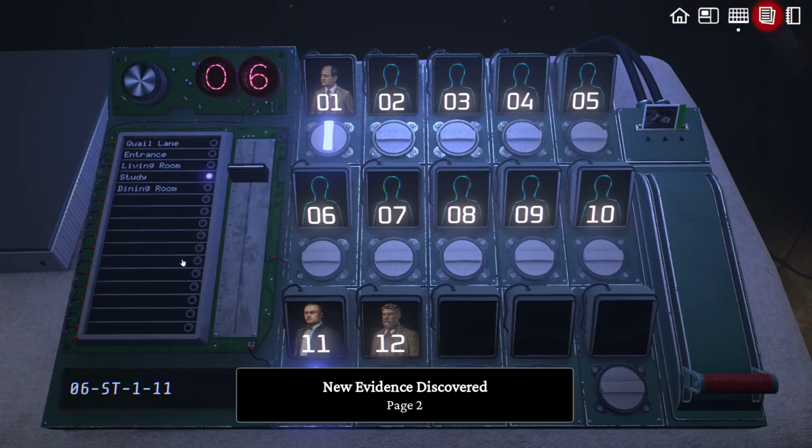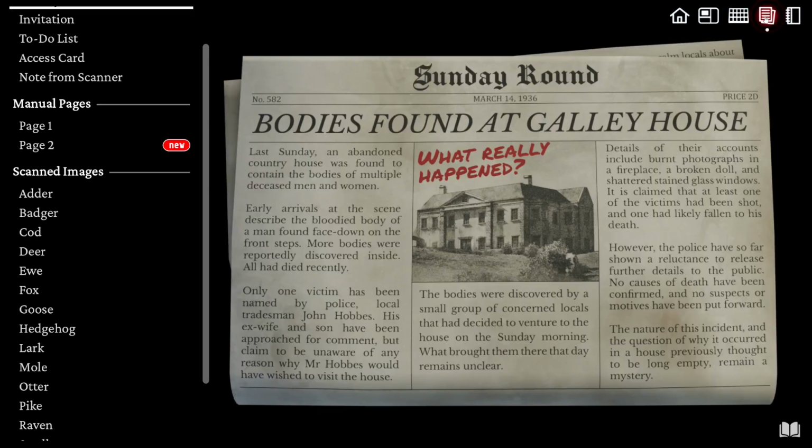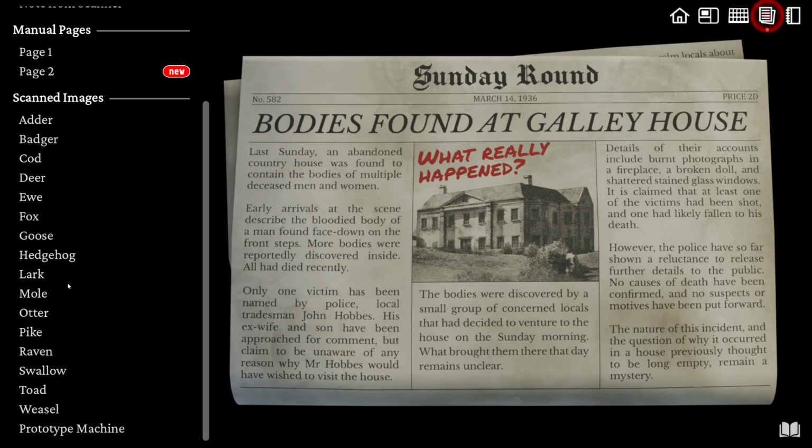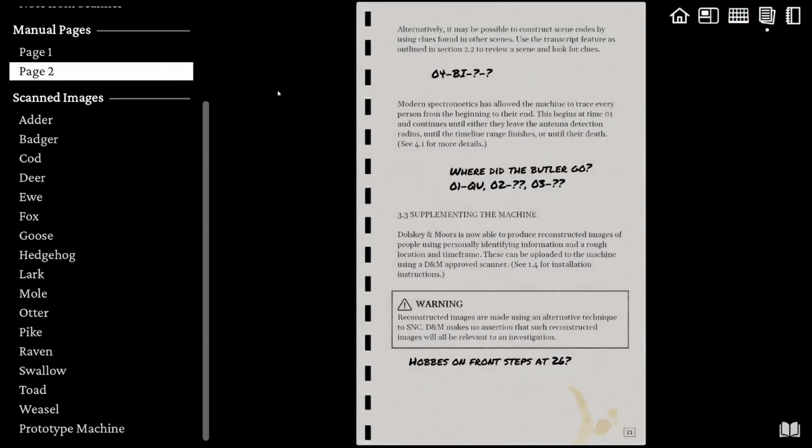Oh, okay, we got a new evidence. Page 2. Alternatively, it may be possible to construct scene codes by using clues found in other scenes. I just did that. Use the transcript features outlined in section 2.2. Yeah. So I just figured out that we should go and check the billiard room, that is BI.